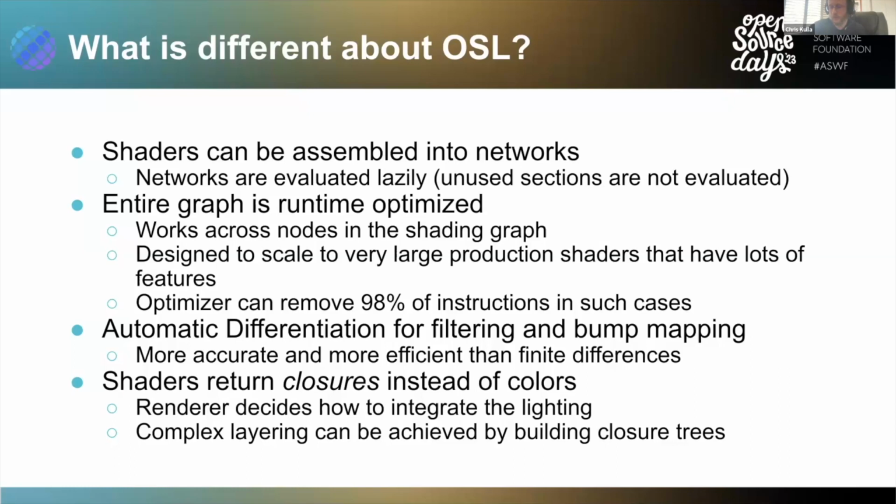And finally, shaders in OSL are a little bit different in that they don't return colors. They return what we call closures. So the renderer decides how it's going to handle the lighting and all that. The thing you hand back is actually just a description of the material properties through these objects that we call closures. And you can achieve very complicated layering just by combining these closures into closure trees.